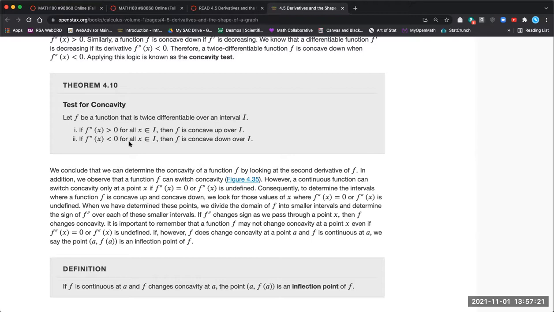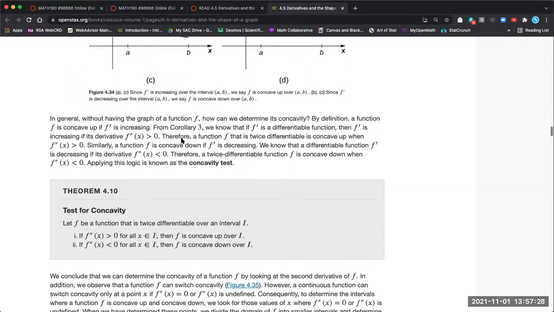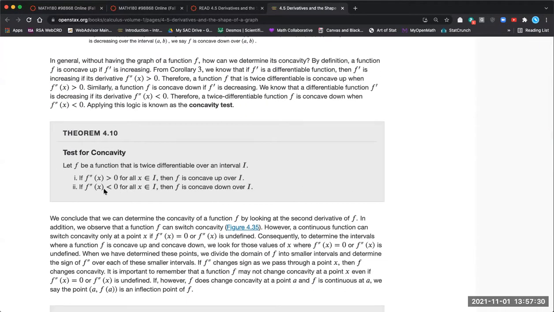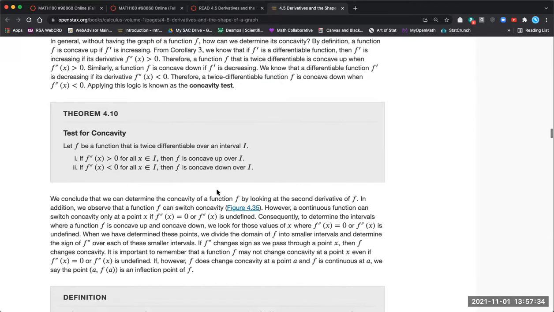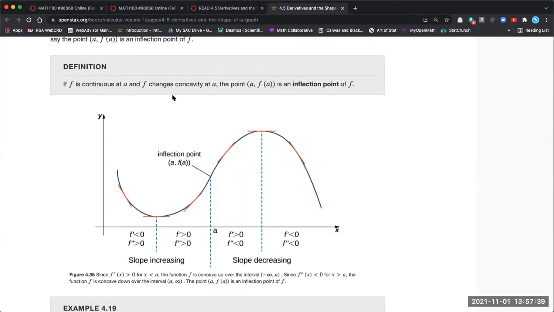If the second derivative, the derivative of the derivative, is greater than 0, then it's concave up. If the second derivative is negative over some interval, then it's concave down, because we're looking at the rate of change of the derivative. Now we have what's called an inflection point, when concavity changes.